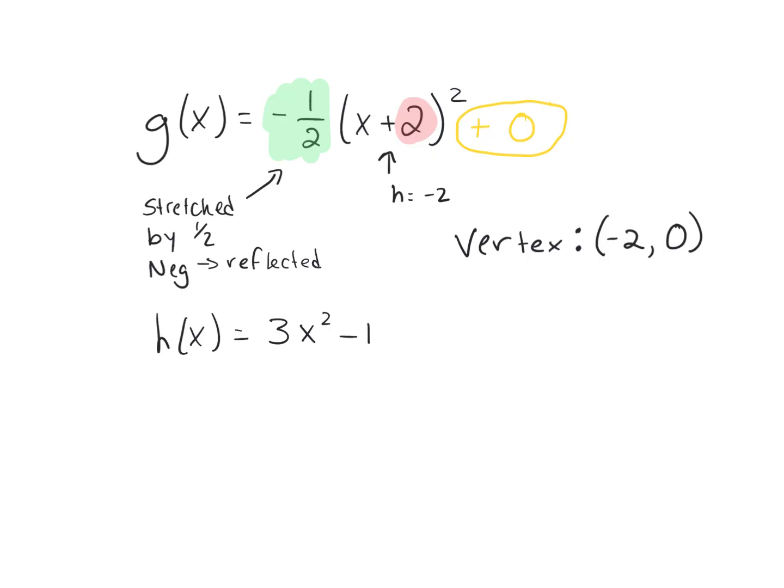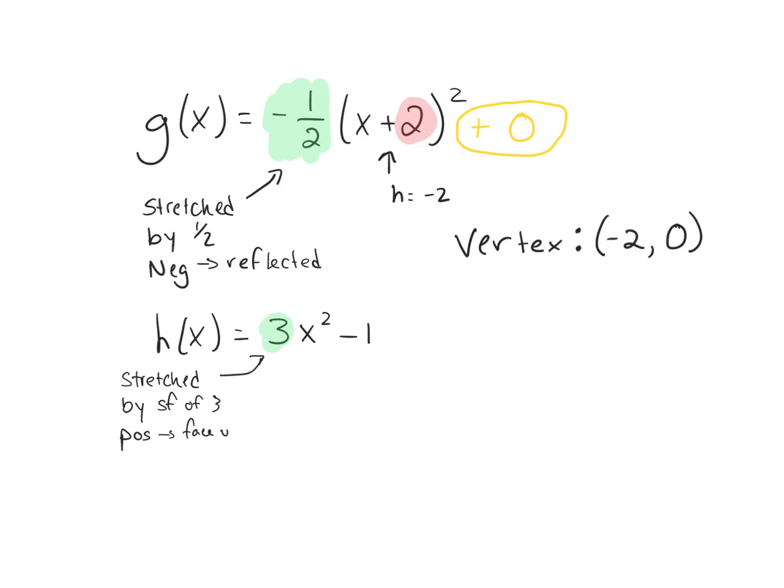Pause the video, see if you can do the same thing for this h of x down here, where we have h of x is equal to 3x squared minus 1. In this one, our a value is 3. So this is going to be stretched by a scale factor of 3. It's also positive, so it's going to be face up.